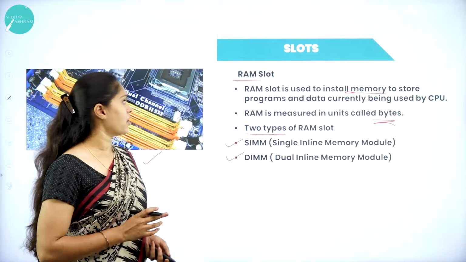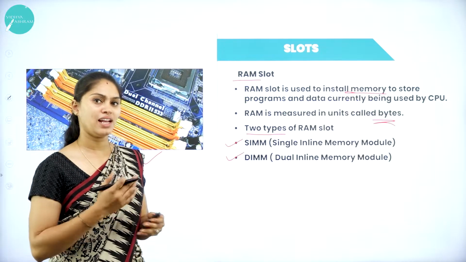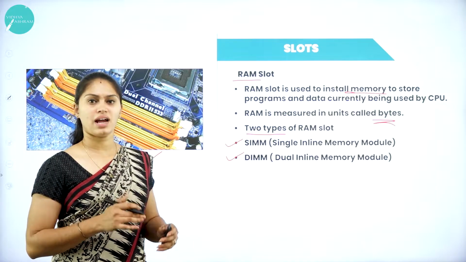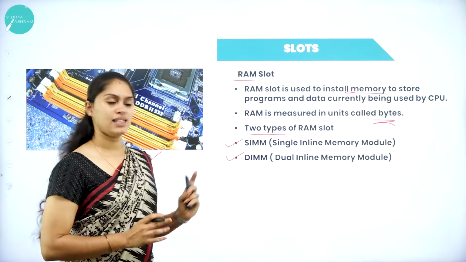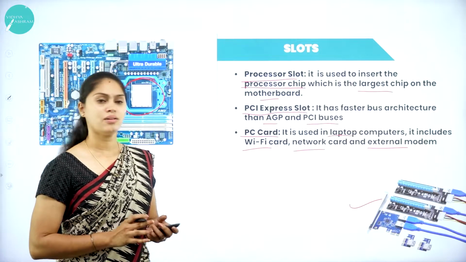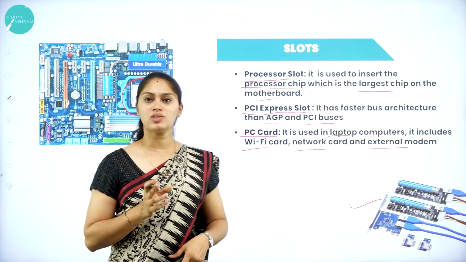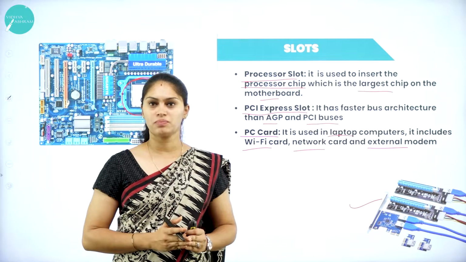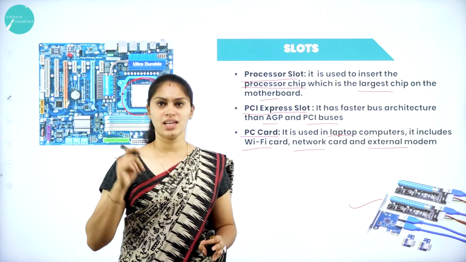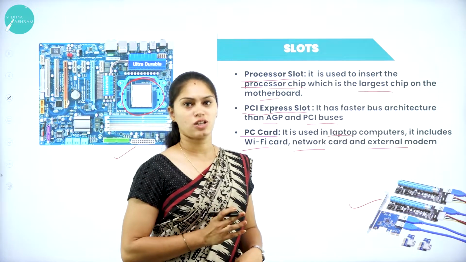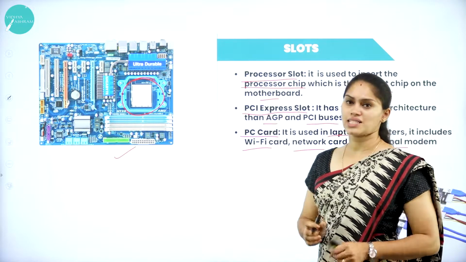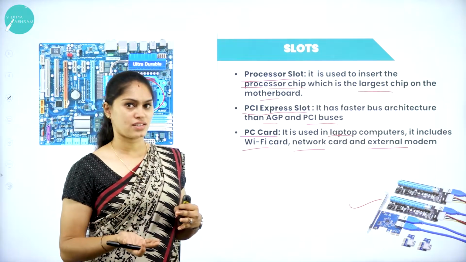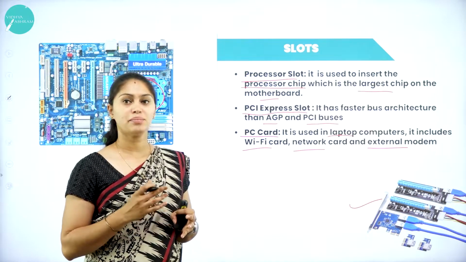That is regarding AGP. Coming to RAM slots, they are mainly used to install memory into the computer system. There are two types, SIMM and DIMM, that is, single inline memory module and dual inline memory module. After that, the processor slot, mainly to insert a processor chip into the motherboard. It is the largest chip on the motherboard. Here you can see the image of that processor slot. After that, the PCI Express slot, an extended version of the PCI slot. It is much faster and mainly used to interconnect with peripheral components.